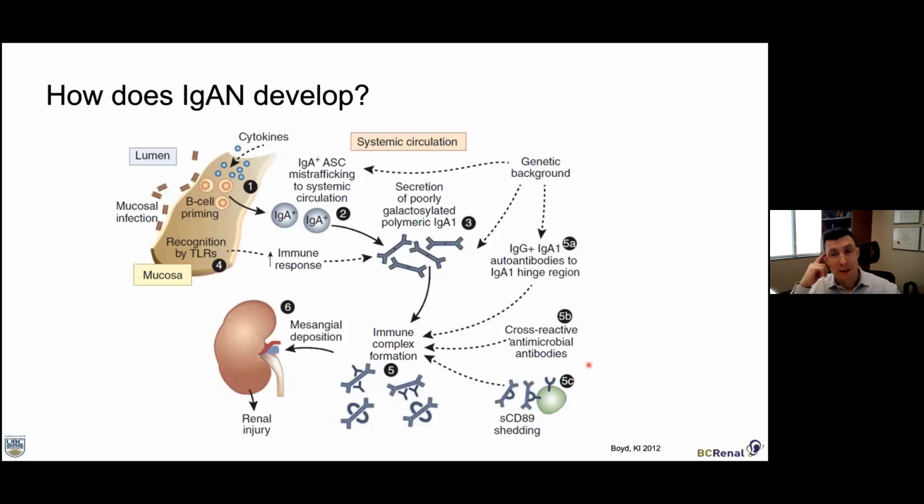Well, this is a pretty complicated slide, but the current idea is that it's actually a multi-hit disease process. So it starts off probably with the immune system in the gut, where the cells of the immune system that normally produce these IgA antibodies into the gut, they actually get a bit confused, and they leave the gut and they set up shop in the bone marrow and instead produce these IgA antibodies into the blood. They then form these large complexes that deposit in the kidney, and that kidney injury then results in IgA nephropathy.